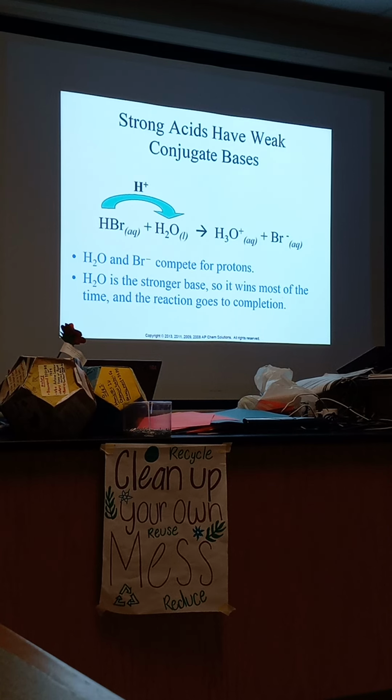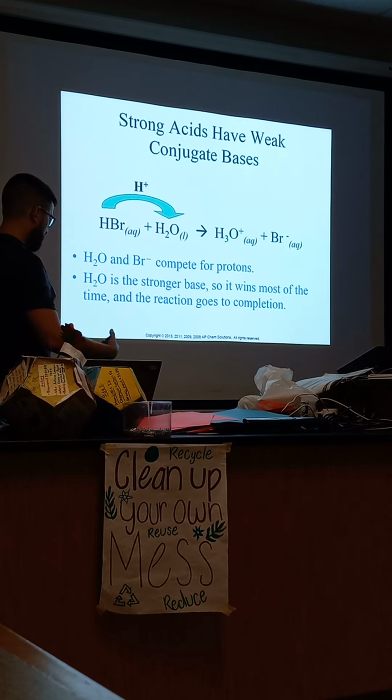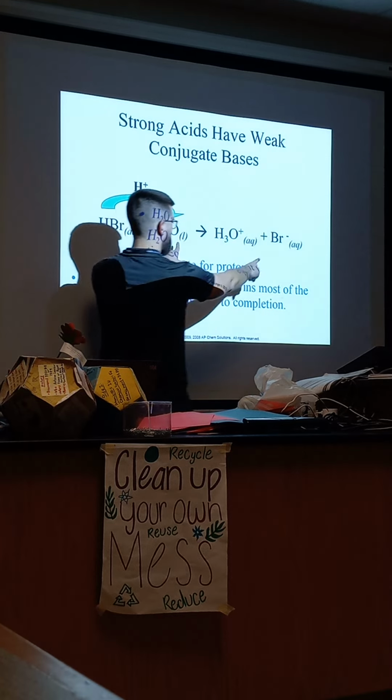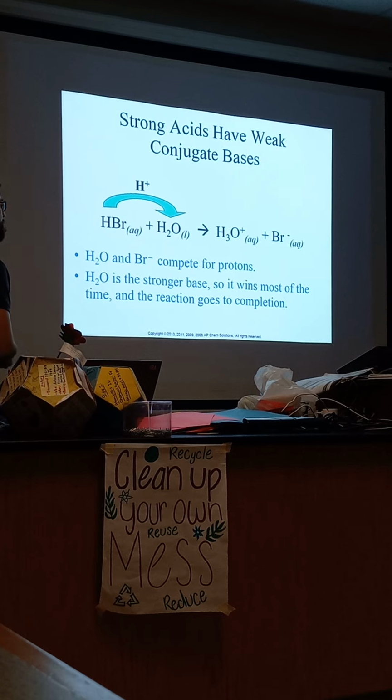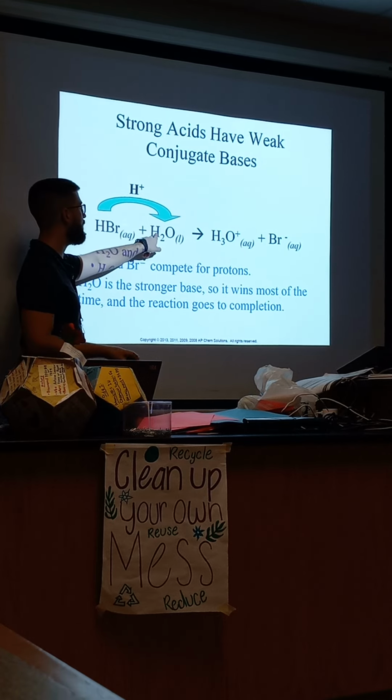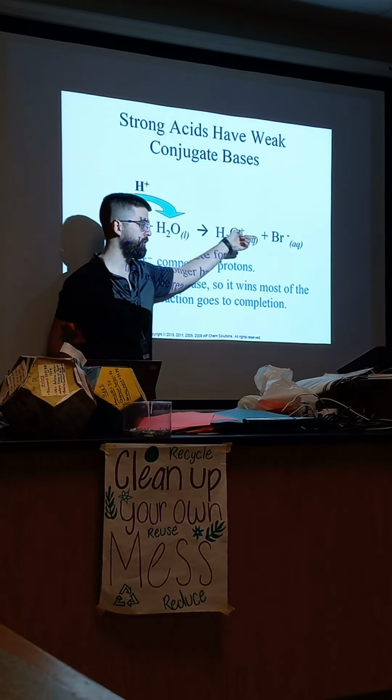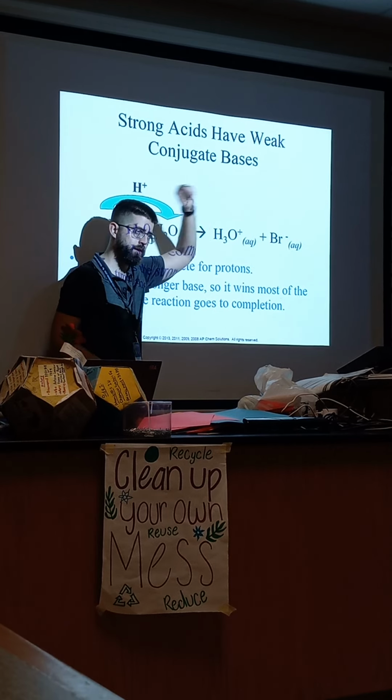All right, moving on. So, guys, strong acids have weak conjugate bases. So if this HBr attacks this H2O, the H2O and this Br minus are actually going to compete for that H plus. But because H2O is the stronger base, it's going to go like this, like you see. It's not going to cross over.